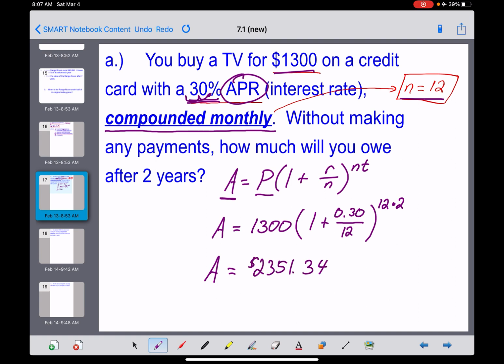$2,351 and 34 cents. So I want you guys to realize just what we're saying right here. You go to a store, you find a TV, $1,300, you decide, you know what, that's a fair price, I'm going to buy it. So just imagine you walk up to the cash register and they ring you up and they say, nope, we were just kidding, the TV isn't $1,300, it's actually $2,351, $1,051 more than you thought it was going to cost you. Every single one of us would get mad, and we would walk out of the store at that point without buying the TV.